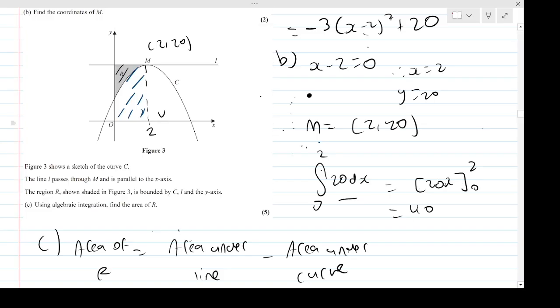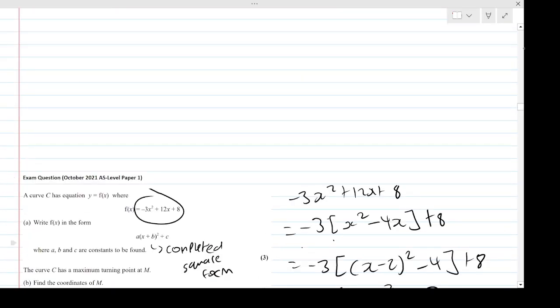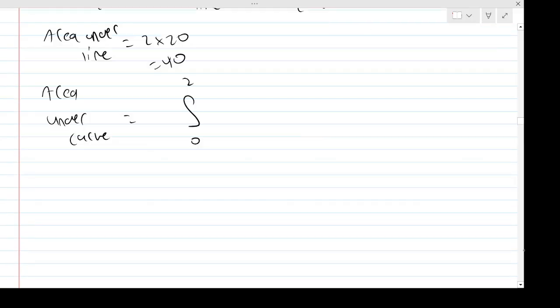Now then, the area under the curve hopefully should be a bit more straightforward. So then, the area under the curve here, well, that's going to be the integral. The curve is between 0 and 2 here. So we're integrating from 0 to 2 of the curve. Now the curve, we're told, is minus 3x squared plus 12x.